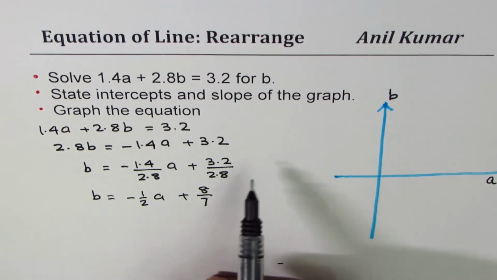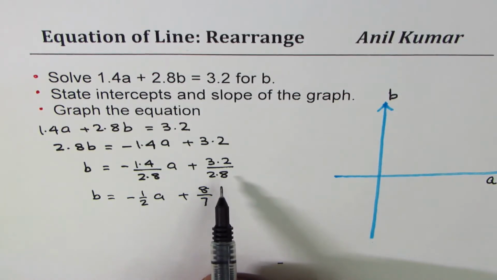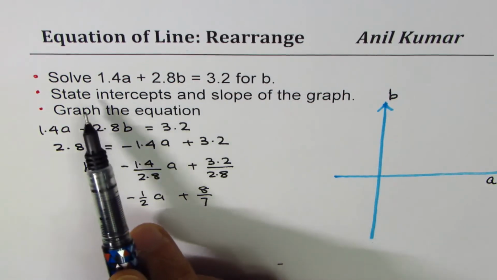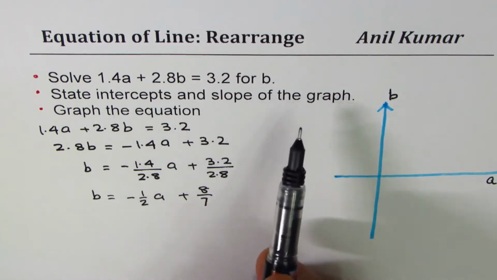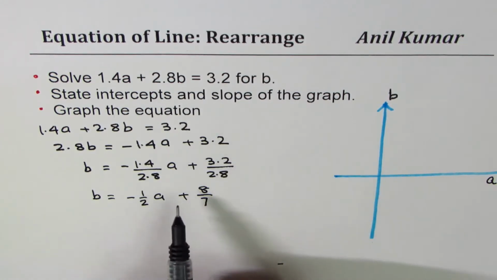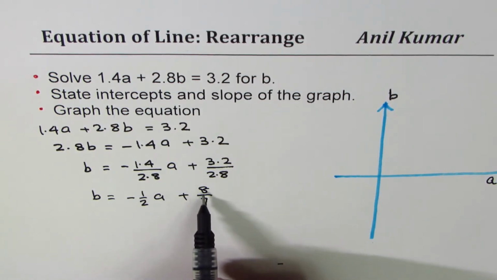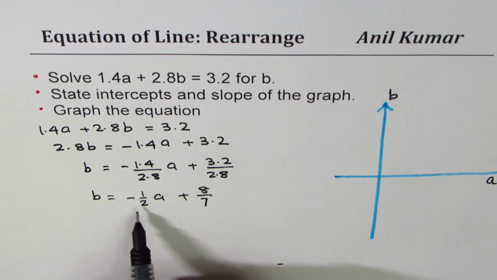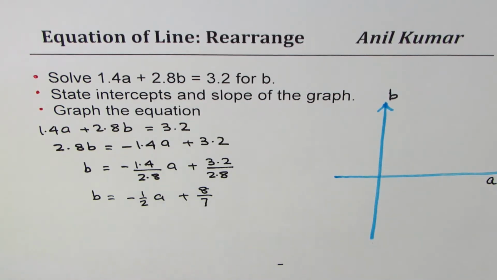Now the next step here is, we could actually state intercepts also and then sketch and find the slope. We could do that. At present, we got y-intercept of 8 over 7, and then we have a slope of minus half.